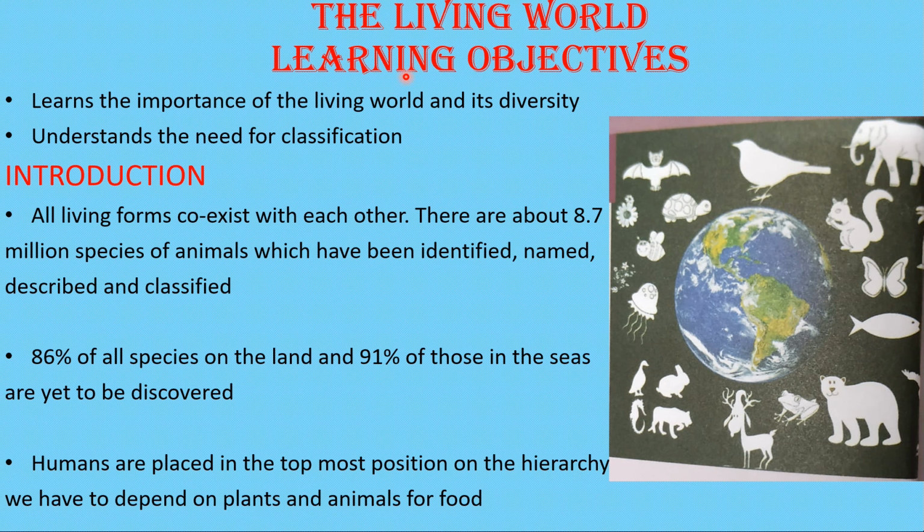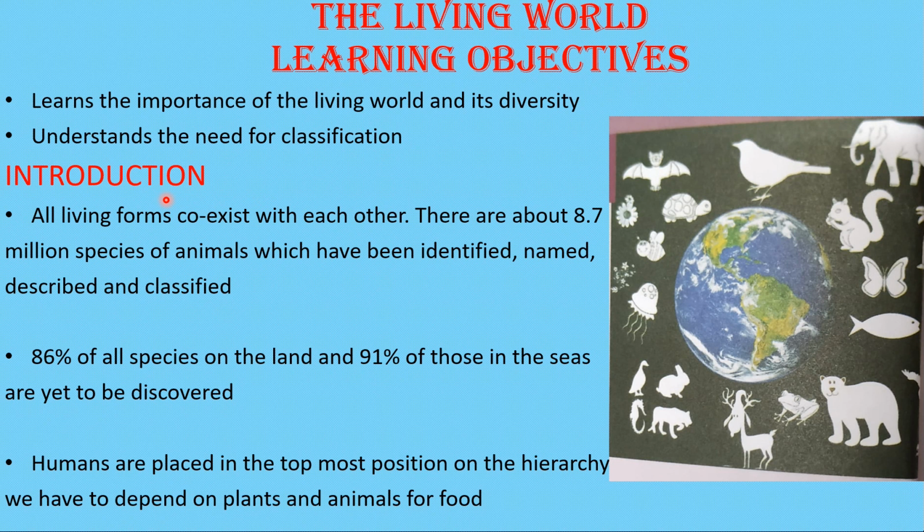In this chapter, what are the learning objectives we are going to see today? Two things. We are going to learn about the importance of the living world and its diversity. What does diversity of living organisms mean? You can see here various living organisms. Variability among the living organisms is called diversity. Variety of animals is called diversity. That we are going to learn in this lesson. And second, if all these animals are like this, without any classification, it is very difficult to understand. So it is very important. There is a need for classification. These are the two important things we are going to see today.